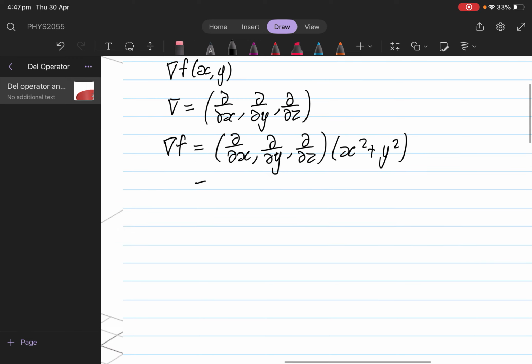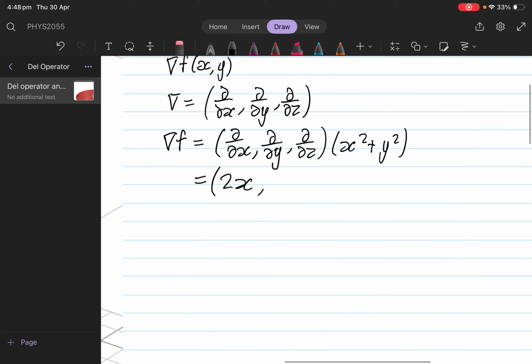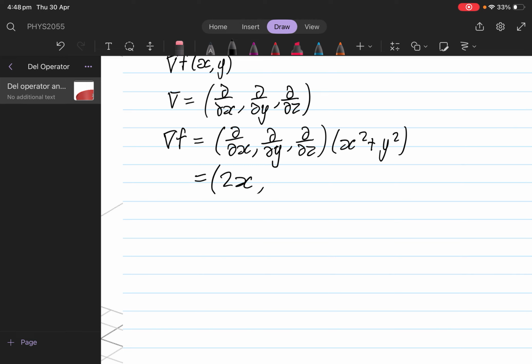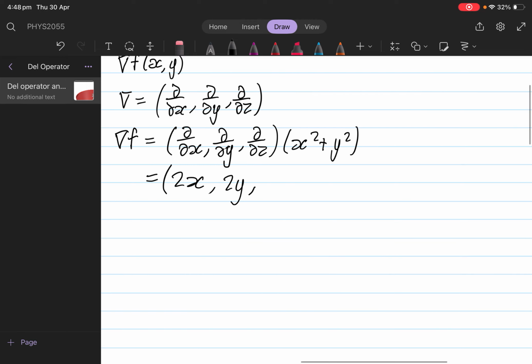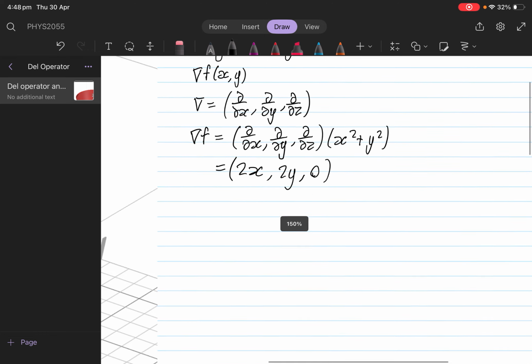Now, if we multiply this out, we get a partial derivative with respect to x on x squared plus y squared, so you're left with 2x in the first part of our vector, then partial derivative with respect to y on our scalar field again, and we get 2y, and since we have no z component in our scalar field, we get 0 in this last component.